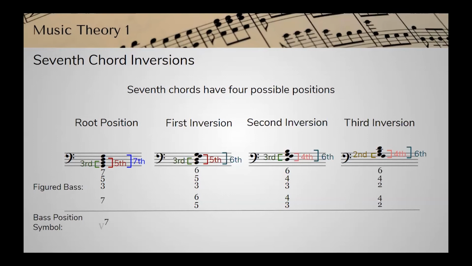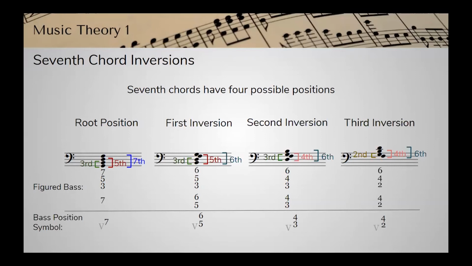And notice I'm using the Roman numeral 5 this time. So the letter V stands for 5 in Roman numerals. But again, it can be any Roman numeral or any other symbol indicating a chord. So for a root position chord, we'll just write the 7 above that symbol. For first inversion, we'll just use 6-5 above that symbol. And for second inversion, we'll use 4-3 above that symbol. And finally, for third inversion, we'll use the numbers 4-2 above that, right?